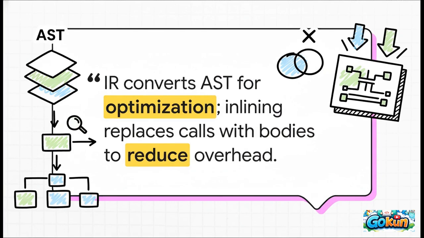So if you ever need to explain this in a single breath, maybe in a job interview or just to sound smart, here's all you need. IR generation converts the code into a form the compiler can optimize, and inlining replaces small function calls with their actual code to reduce overhead. That's it. That's the one-two punch that makes your Go code fast under the hood.